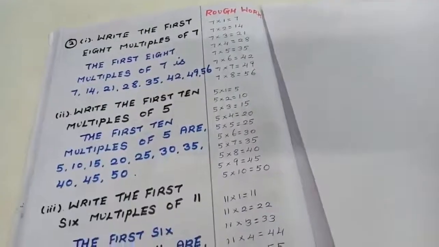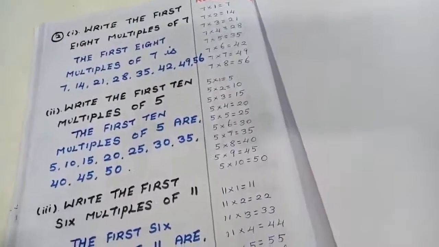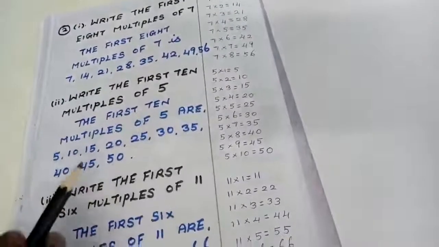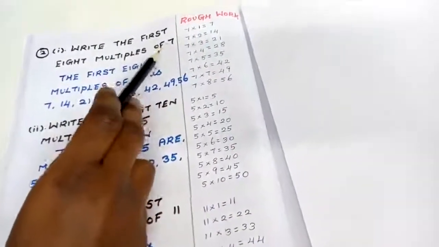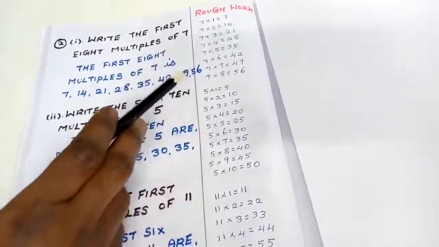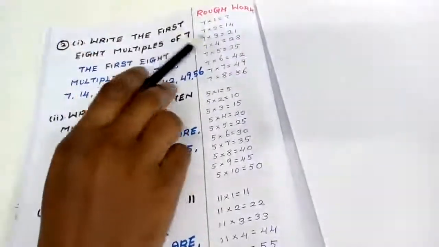Not a big concept, very easy, only based on tables. I am just going to read only the questions. Write the first 8 multiples of 7 means you are going to take the 7 table. I have done it in the rough work. You are going to take the 7 table, students.